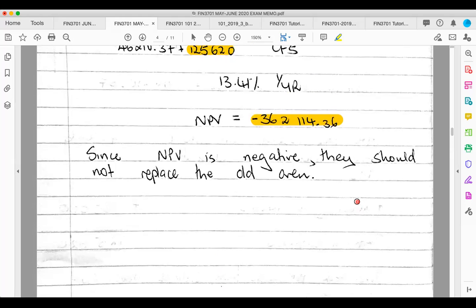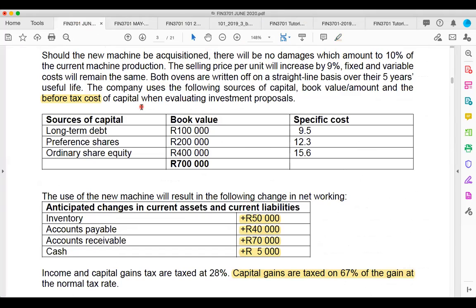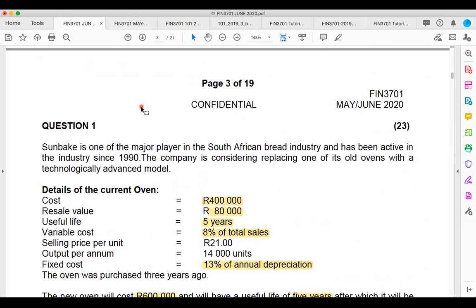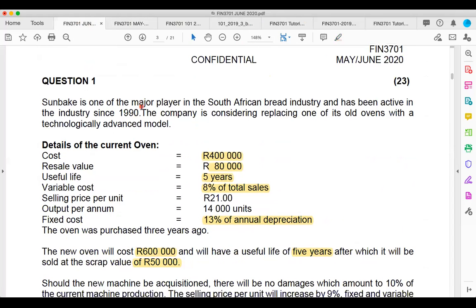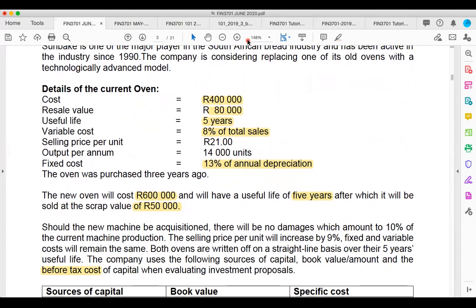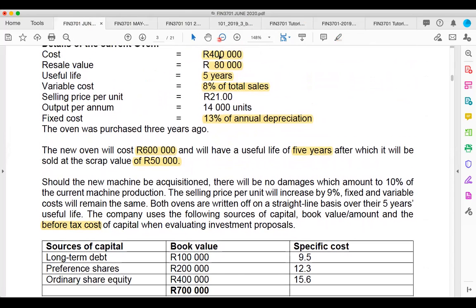Okay. So that was question number 1 in the paper, May, June 2020. You need to practice a lot of these capital budgeting questions just so you become familiar with them. The more familiar you become with these questions, the better it will help you in terms of being able to answer them in the exam.